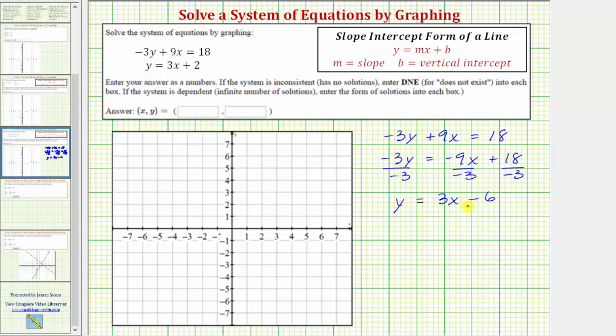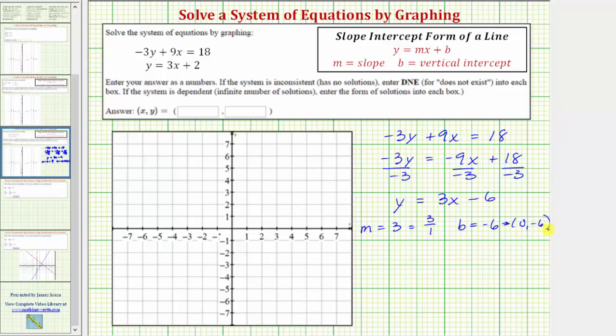Now that the equation is in slope-intercept form, notice that m equals 3, so the slope is equal to 3, which to use to graph we want as a fraction. Let's write 3 as 3 over 1. And then b is equal to negative 6, which means the vertical intercept is negative 6, which should be the ordered pair 0, negative 6. So let's go ahead and graph this line.